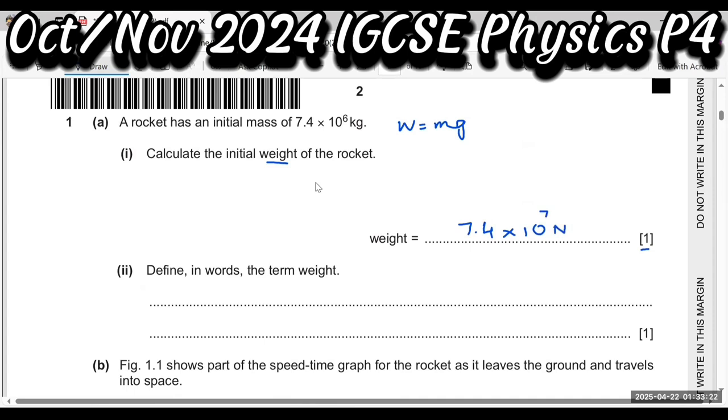Define in words the term weight. Again, it is a 1 mark question, so no need to write in detail. Just write the gravitational pull, or you can define it as the gravitational force acting on the object is called weight.